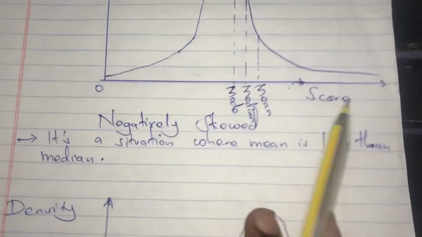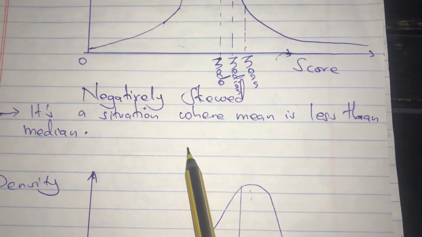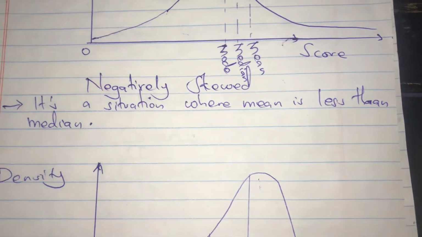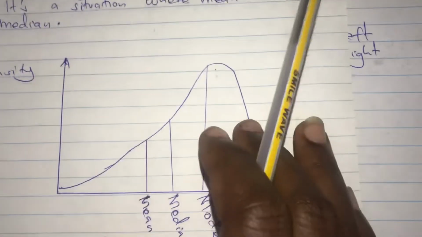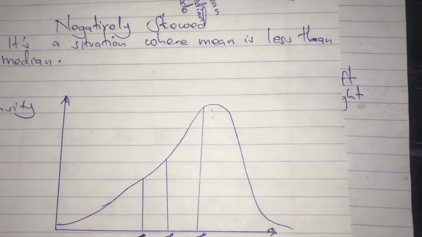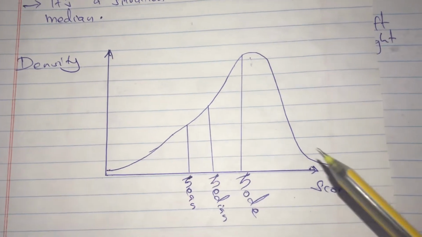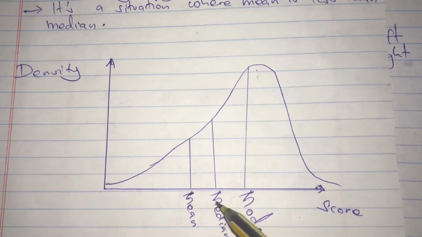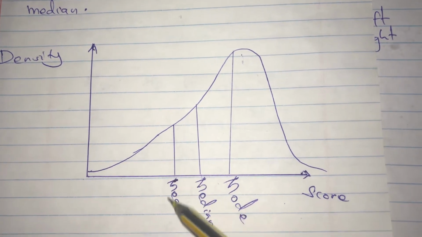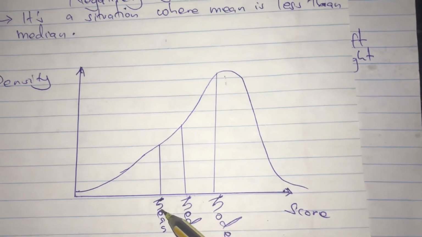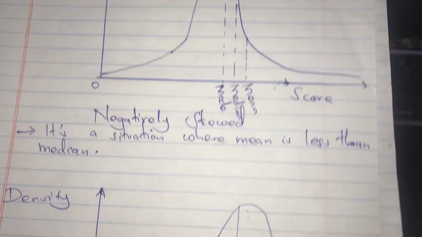Then negatively skewed is a situation where mean is less than the median. So if they give you a data set, you calculate the mean, and when it is less than the median, that is negative. And the example is this. The graphical representation: mean is less than the median on the x-axis. This comes before this, meaning that this is less. So mean is less than the median, and that is a negative distribution of data.